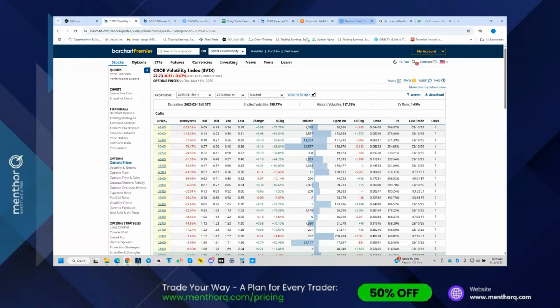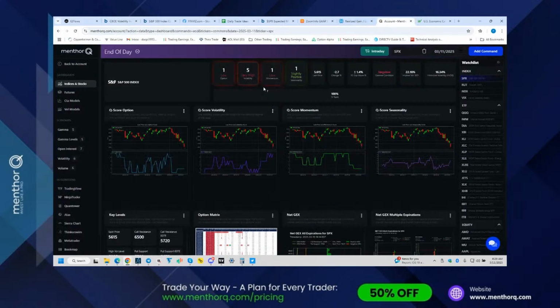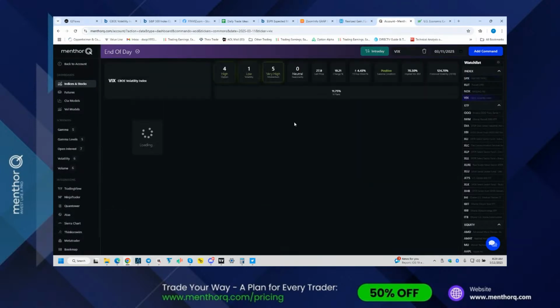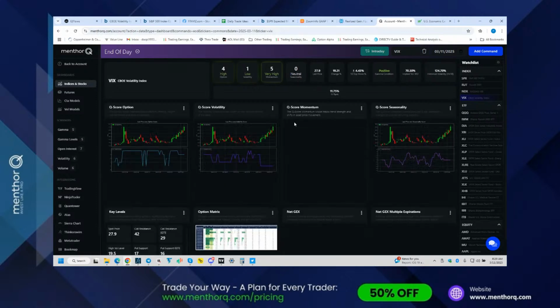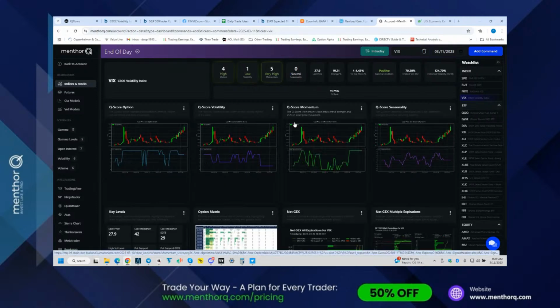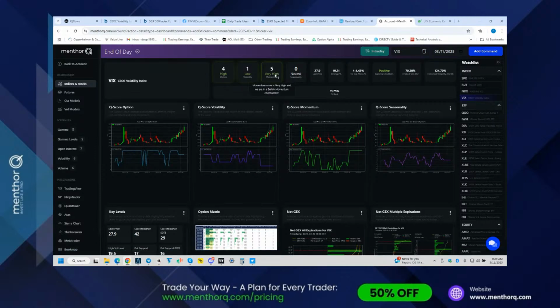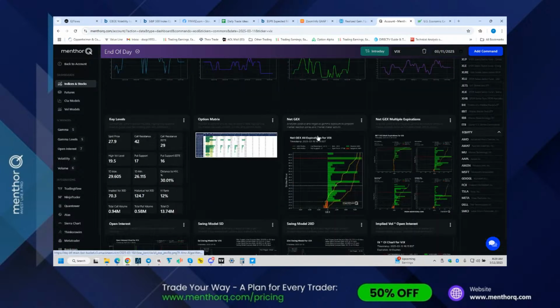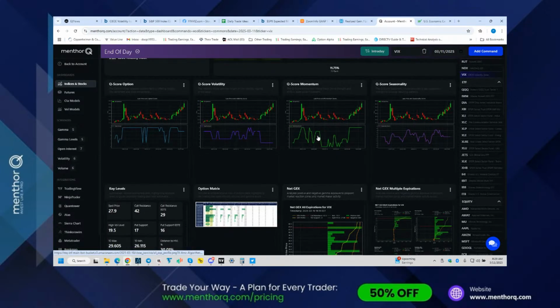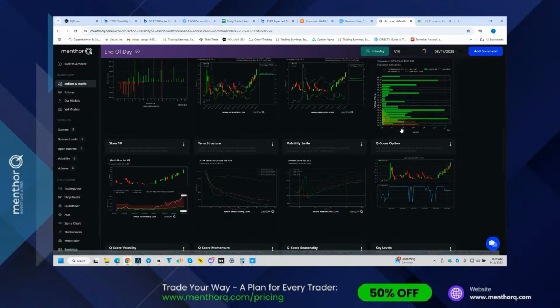Now let me go to the dashboard, and let's take a look at VIX, see what we can pull up here. Okay, we have numbers coming up in 1 minute. And momentum is very high, as we know. Let's take a look at, let me see what we got here.